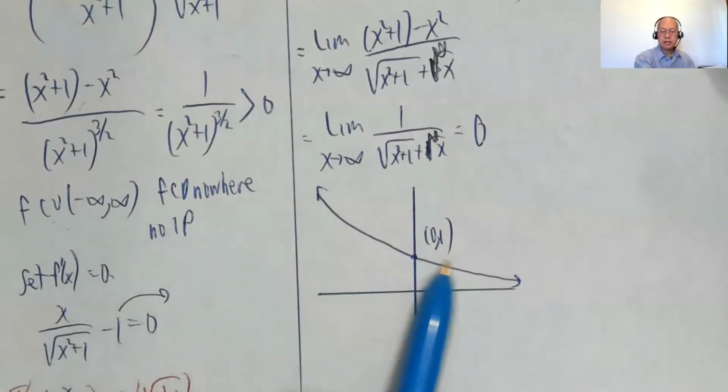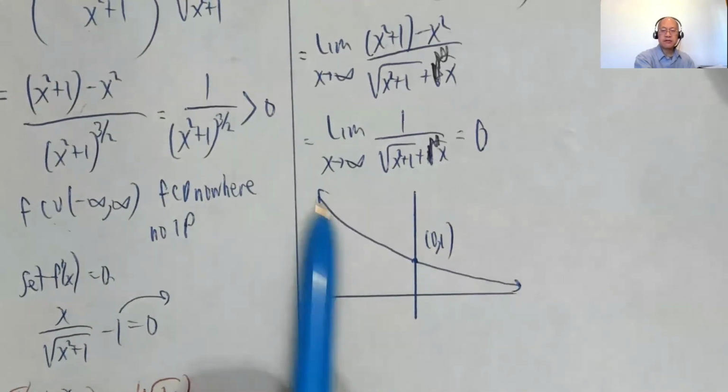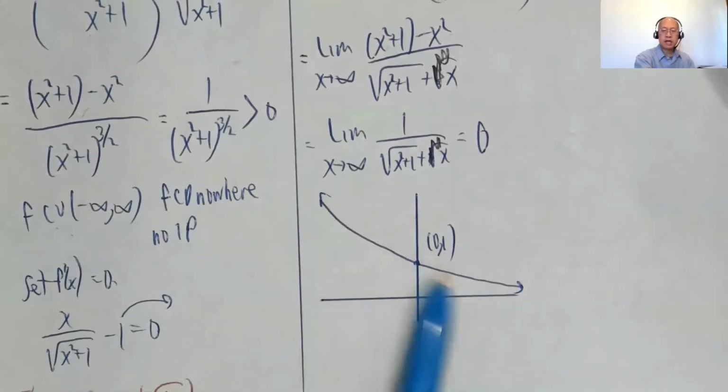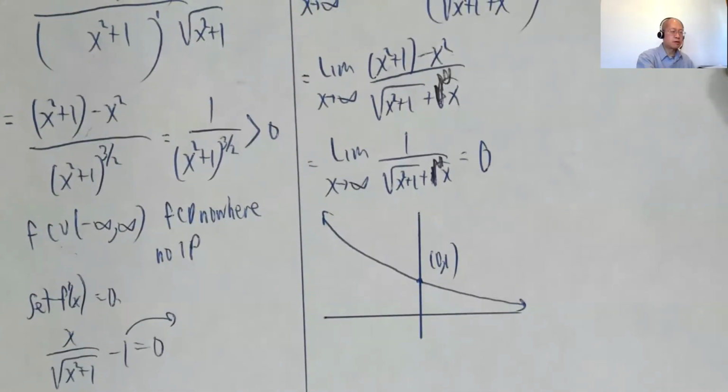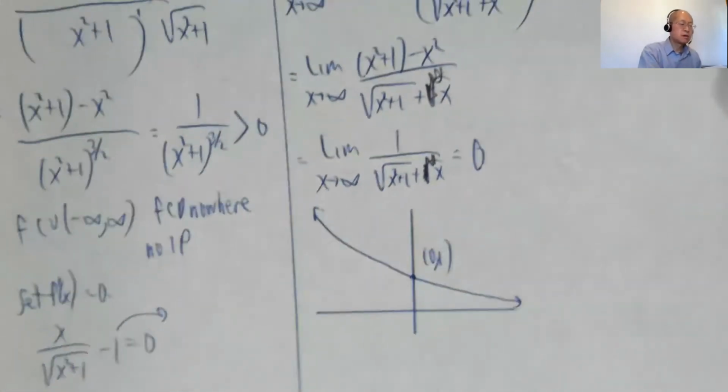The graph looks something like this. It's always positive, always decreasing, concave up, passes through 0, 1. Okay, so that's kind of interesting. And let's see, just one more of that type I wanted to show you.